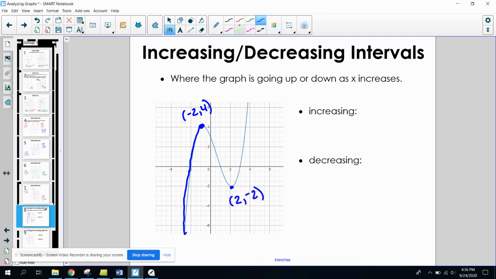Now, if you notice here, it says as x increases. So we're really focusing on the x values. So as I start, I also want to take into account my end behavior. So I'm going to do the end behavior for this.